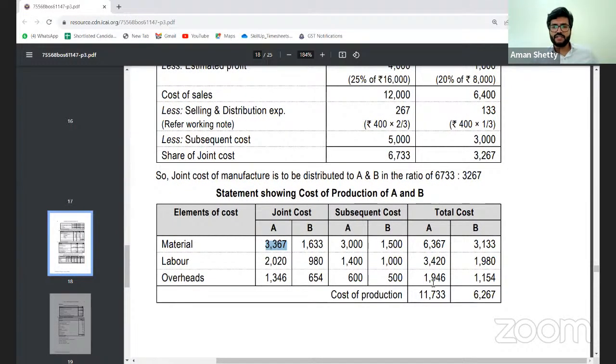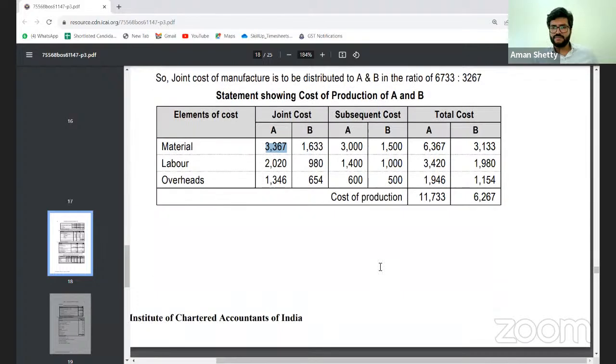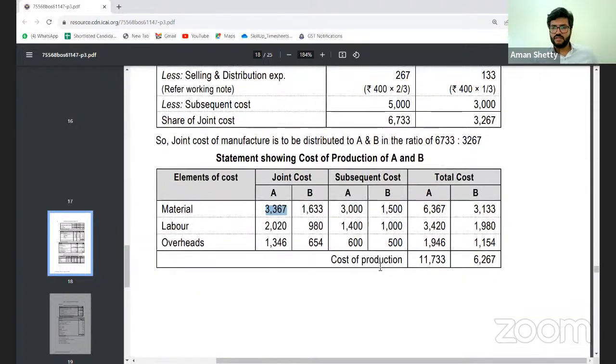And add subsequent cost. You'll get the total cost, and then you'll get total cost of production. I hope it is clear. So that is your joint product RTP. Okay. Next, come to your R2E now.